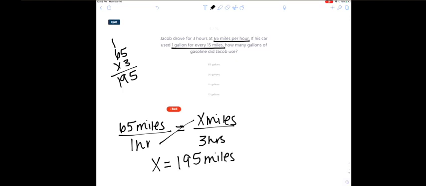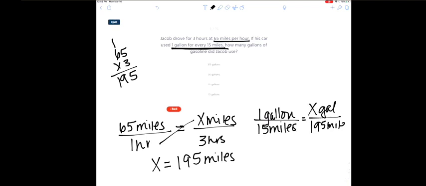Now we want to know how many gallons that is. Well, it tells us here in our second rate that it's 1 gallon for every 15 miles. So let's set it up in our equation. 1 gallon for 15 miles. And we want to know how many gallons for 195 miles. Okay, we're good. So now let's cross multiply. 15 times X is 15X. 1 times 195 is 195. That 15 is multiplied to the X, so I'm going to divide it.